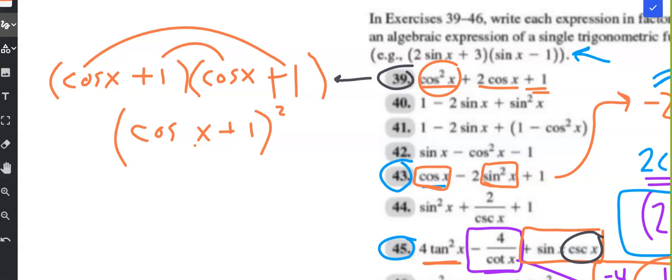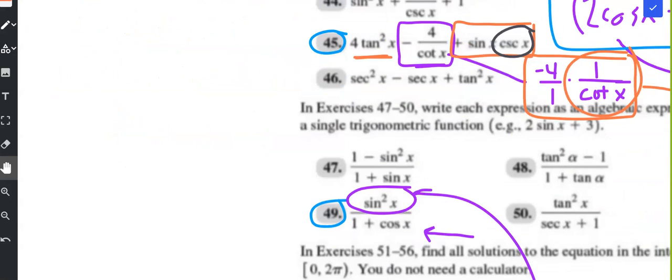So that was nothing near as hard as 43 and 45. Okay, so that one was 39. Okay, then what? 47. Okay, 47.